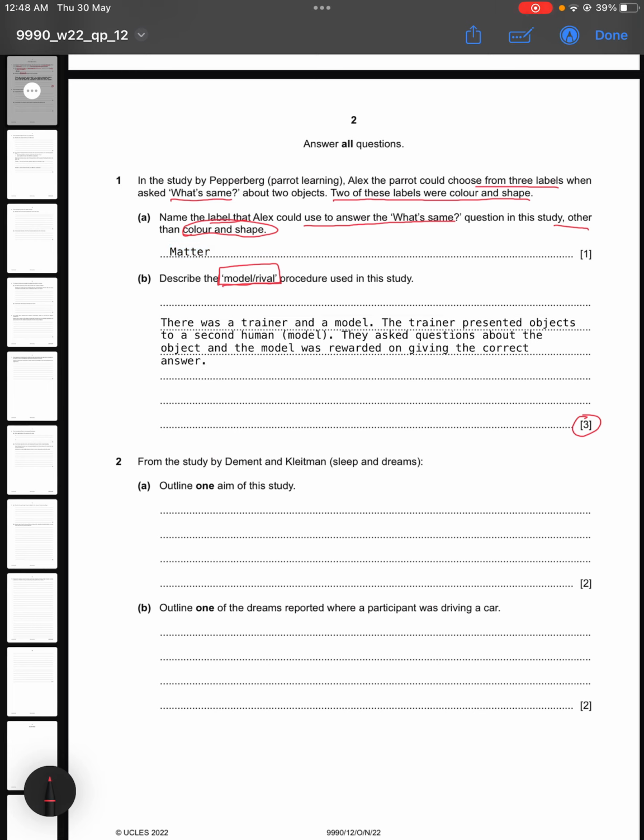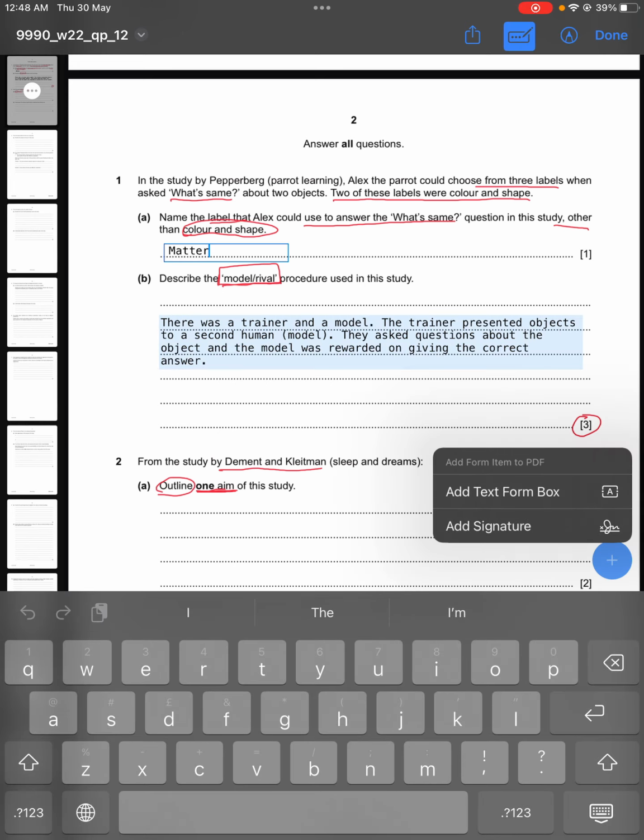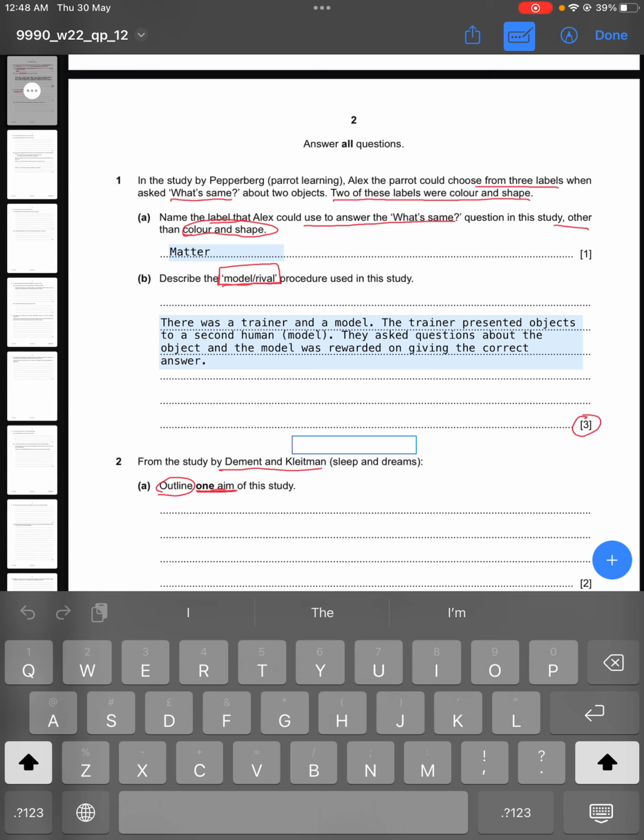And then question number 2 says, from the study by Dement and Kleitman, Sleep and Dreams, outline one aim of the study. It says one aim, but the question is for 2 marks, so you need to explain the full aim of the study. It shouldn't be a partial description.